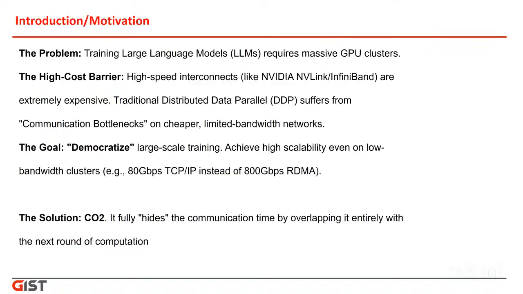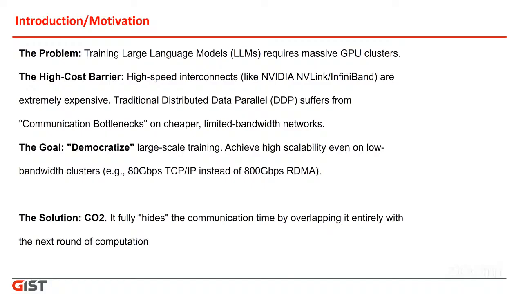So the introduction or motivation of this paper is basically that they work on the problem that training large language models requires massive clusters. Massive GPU clusters have a high cost barrier, with high speed interconnects such as InfiniBand. They are very expensive, and traditional training suffers from the communication bottleneck when we use other limited bandwidth networks.